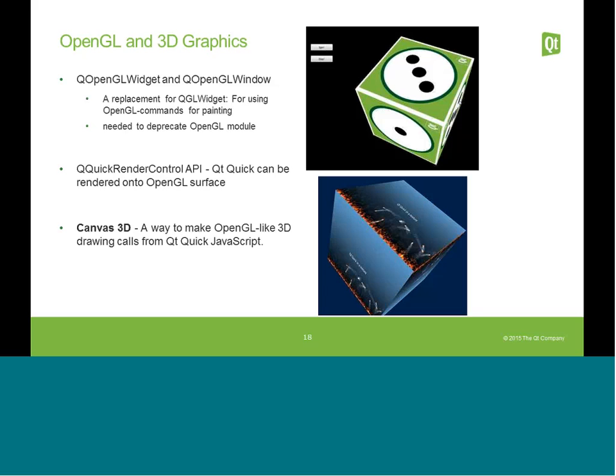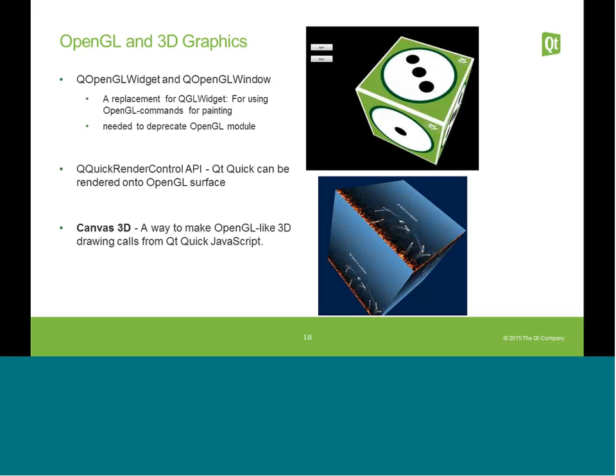We also have something called the Qt Quick Render Control API. The picture on the bottom is showcasing that in a very engineering way. There's an OpenGL item that basically uses Qt Quick as a surface, or as a texture. So you can render Qt Quick directly onto an OpenGL surface.